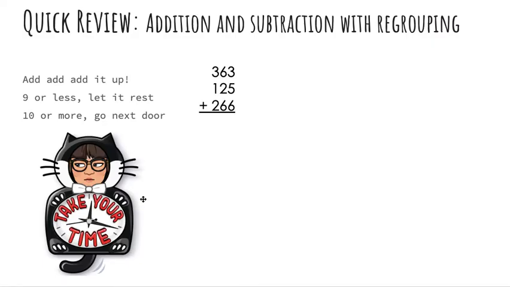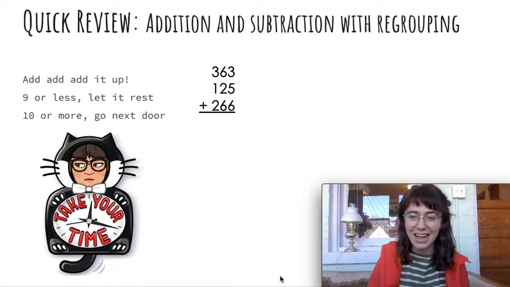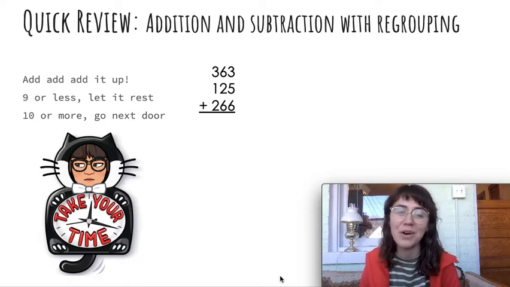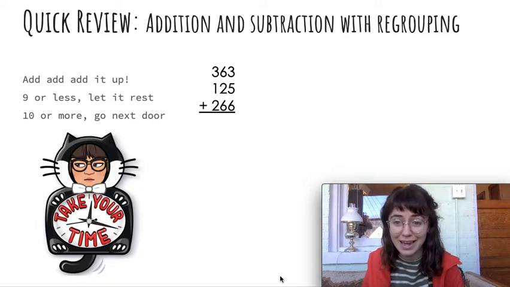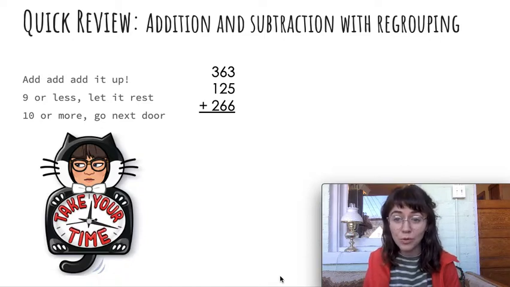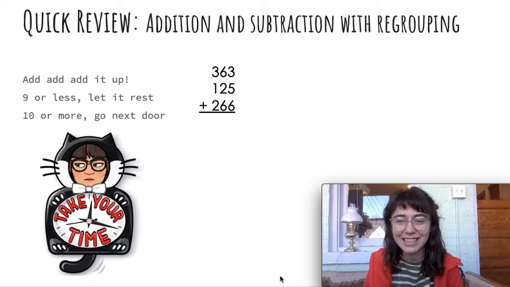Our first problem for today is an addition problem, and we're actually just going to focus on addition today, no subtraction. So let's sing our addition song. Sing it with me to remember our rules for adding. Add it up, 9 or less, let it rest, 10 or more, go next door. So that means if we're in our ones place and our ones add up to more than 9, we're going to need to group 10 ones together to make one 10. All right, let's get started.